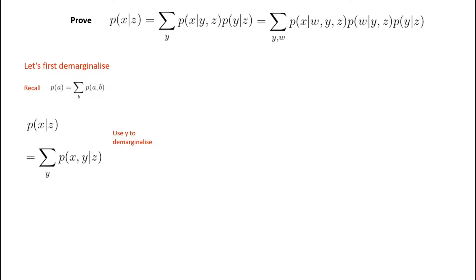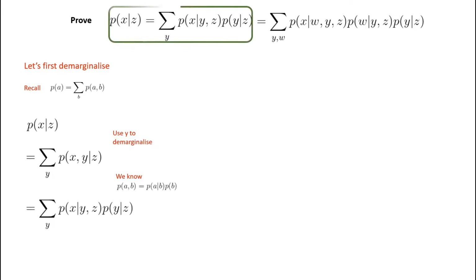We're not quite done yet, so we can now employ the definition of a joint distribution using the conditional, because we know the probability of a given b is the probability of a and b over the probability of b. Rearranging that, we get the probability of a and b is equal to the probability of a given b times the probability of b. And applying that simply to the expression inside the summation, we get exactly what we wanted to prove.